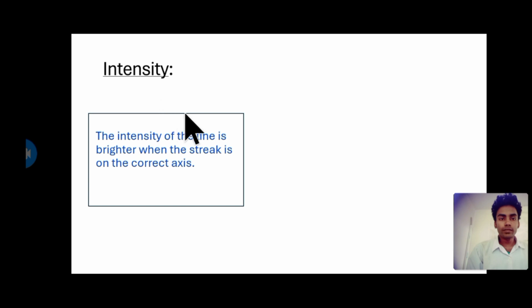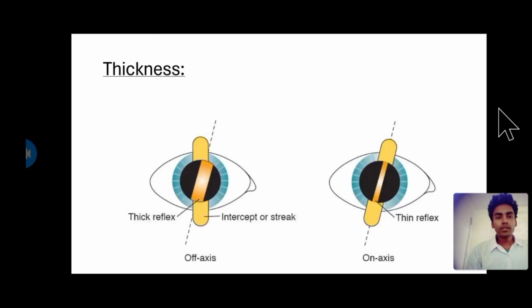Next comes the intensity. There is no picture in this slide, but try to understand that the intensity differs between when you are on the wrong axis and when you are on the correct axis. When you are on the wrong axis, the intensity is lower, and when you are on the correct axis, the intensity is brighter. That is written in this slide: the intensity of the line is brighter when the streak is on the correct axis. Move to the next slide.